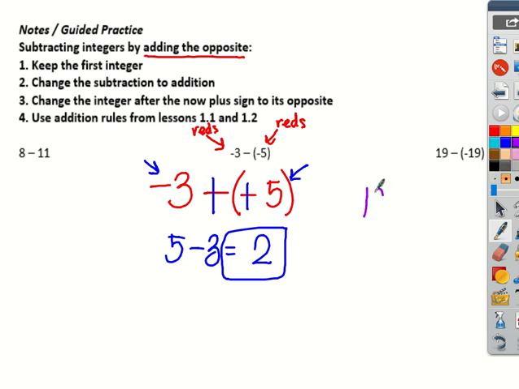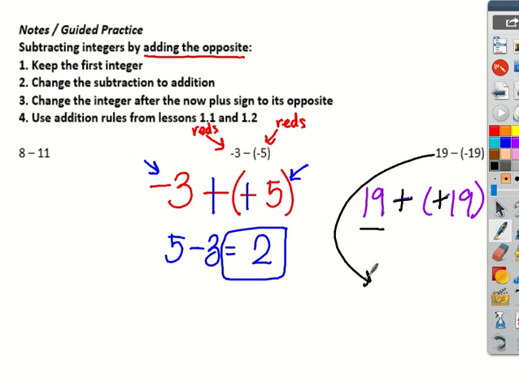Okay, and then last one, again, I'm going to write it a little bit more like Cervantes did. So if I have a 19 minus a -19, we are going to keep our first term, so the 19 stays the same. We're going to change the subtraction to addition, and we're going to change the sign of the second number. And again, we're just stating it in different ways so that it might make more sense. So this problem here now, I can rewrite as 19 plus 19, which is 38.